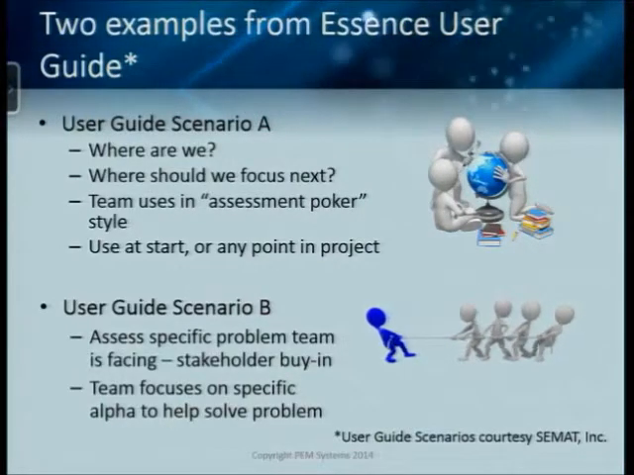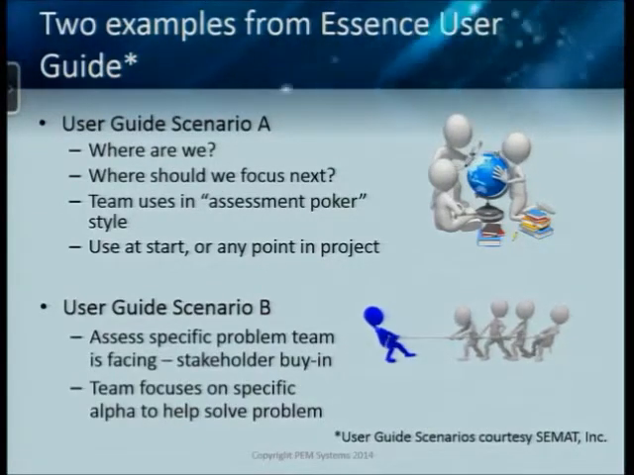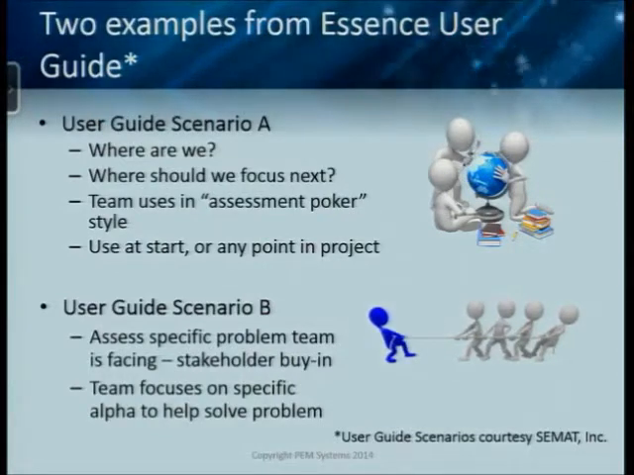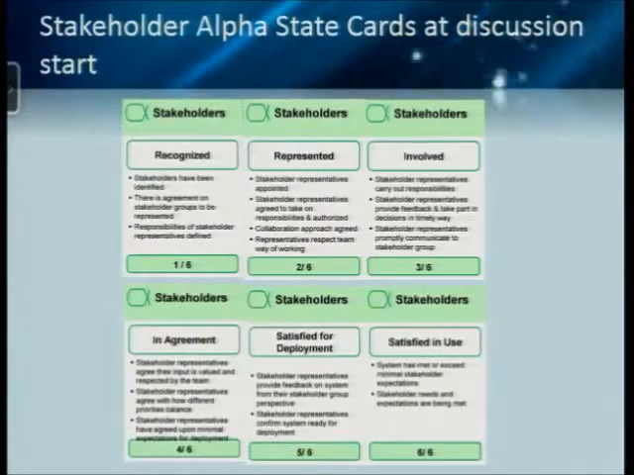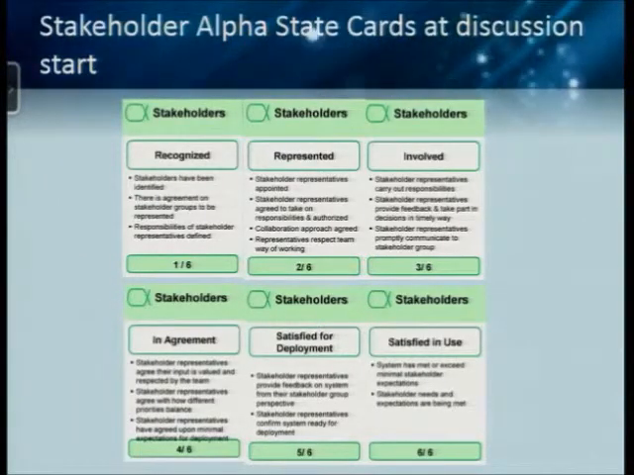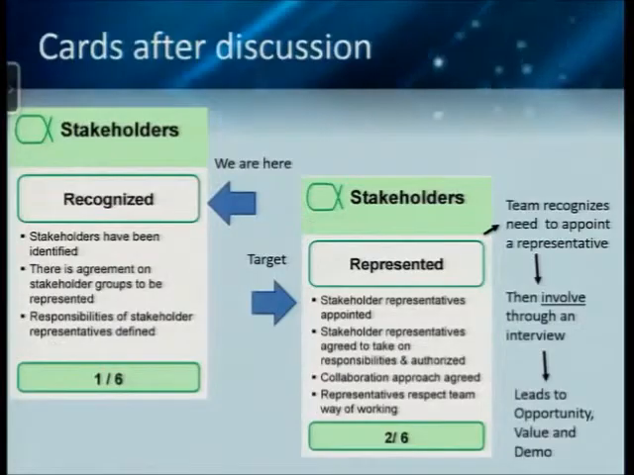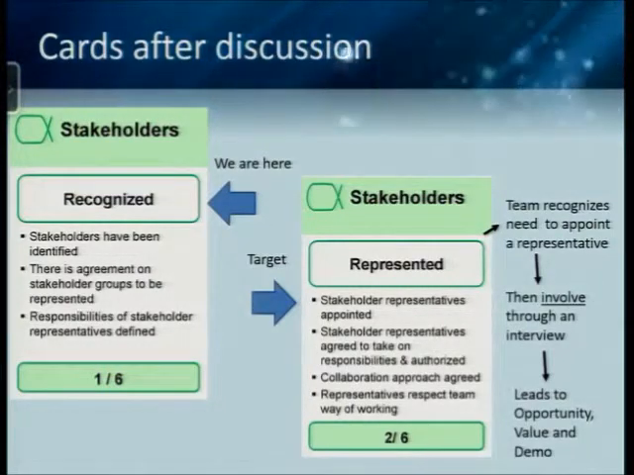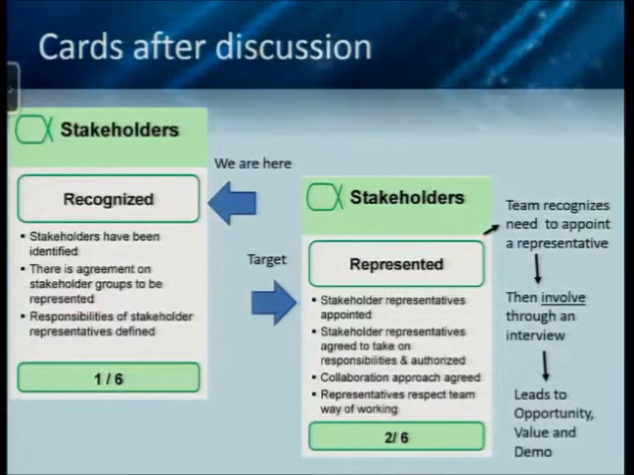So they're having trouble with a resistant stakeholder. So it becomes pretty obvious. Let's start and look at where we are with the stakeholder alpha, right? And so they do this. What happens, these are the stakeholder, the 6 states. And so they put the cards out, and they do the assessment poker just on stakeholders. And when they do this, the team agrees that they've got to the recognized state. And what recognized means is the stakeholder groups have been recognized.